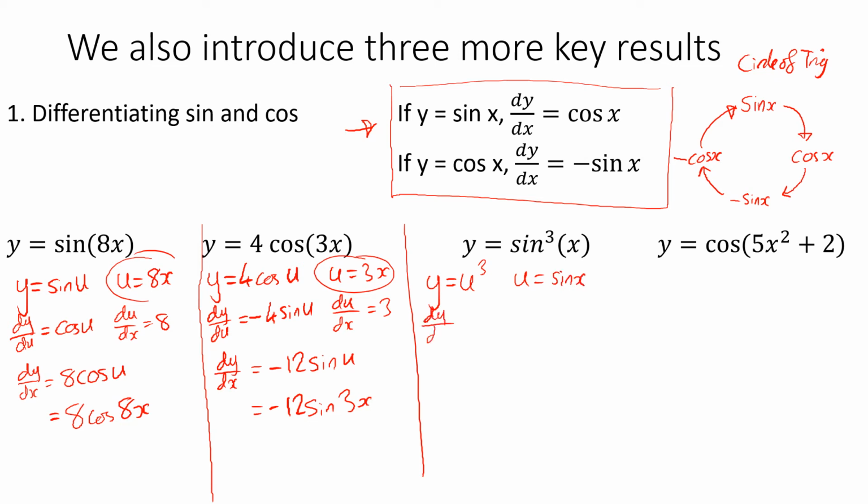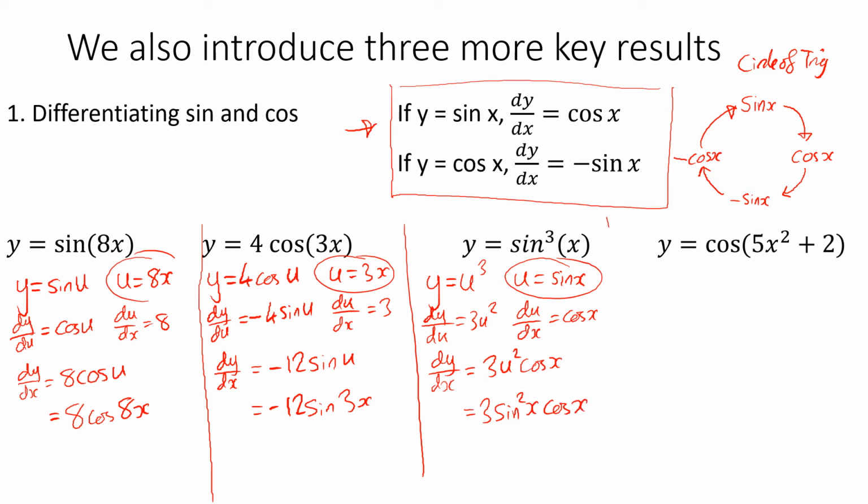And then let's do the same thing. So dy du is 3u squared. Du dx is cos x, because that's what sine goes to. So our dy dx is those two multiplied by each other, which would be 3 u squared cos x. We know u is equal to sine x, so that would be equal to 3 sine squared x cos x.